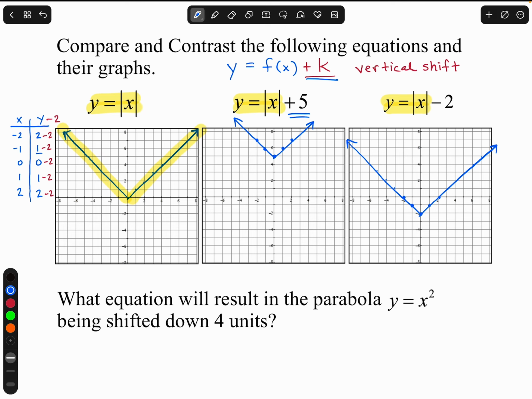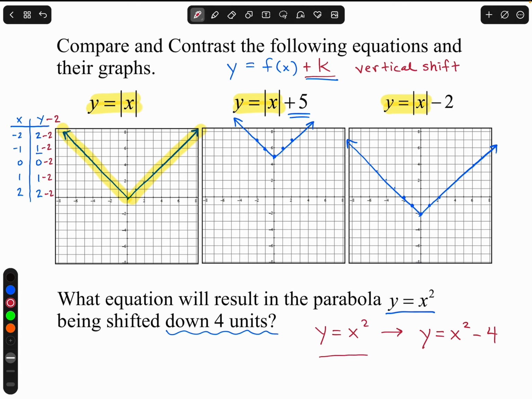Okay, so that is the effect of that k value. It's a vertical shift. Underneath it says, what equation will result in the parabola y equals x squared being shifted down 4 units? When we shift it down 4 units, that means our k is going to be -4. So we'll go from y is equal to x squared to y is equal to x squared minus 4.